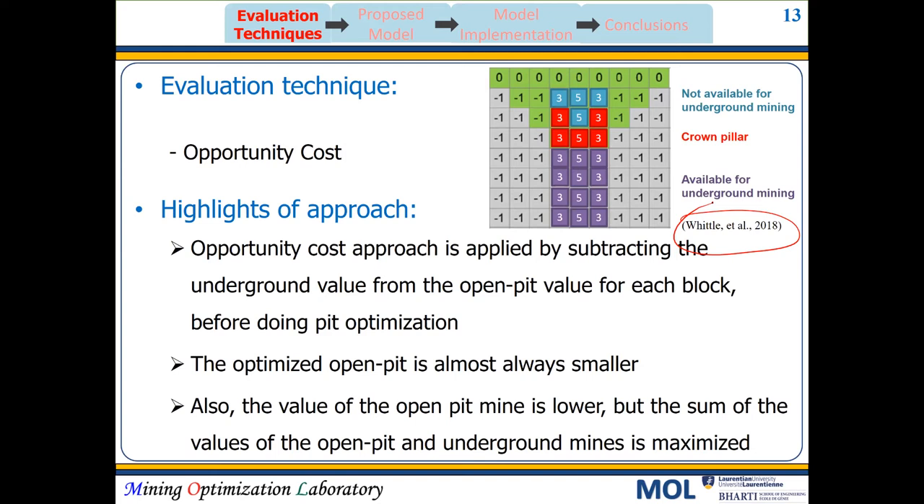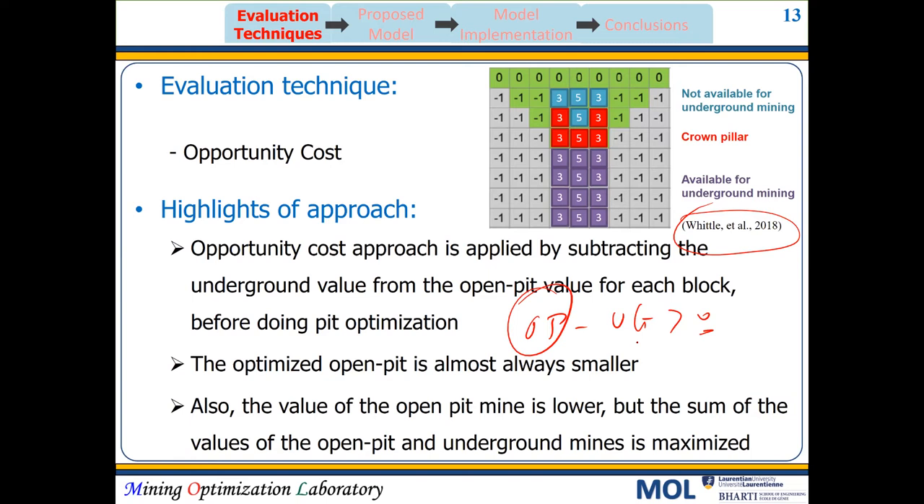So you compute each of these economic block values for each of these blocks, and then you calculate the opportunity cost by subtracting the underground EBV from the open pit economic block value. Basically, all the blocks that generate a positive opportunity cost are not available for underground mining. You also have to take into consideration your pit slopes. The blocks that generate the reverse are those that are available for underground mining. Because if you are subtracting the open pit minus the underground, and it is greater than zero, it means that the open pit is making more economic block value, or more money, than extracting it with underground.